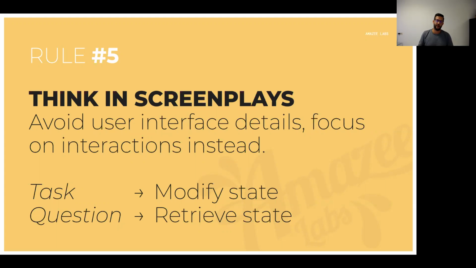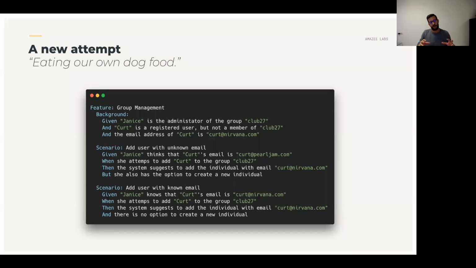So if we eat our own dog food and pack all of this into a scenario, or rewrite our scenario that we had before for group management, that's our possible outcome. So in the beginning, I've set a background definition. The background is a set of preconditions that apply for every scenario. And this sets basically our baseline.